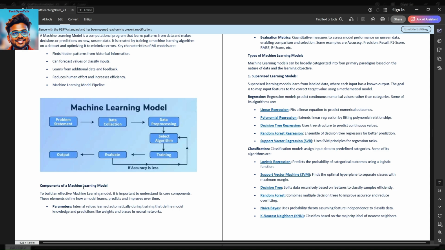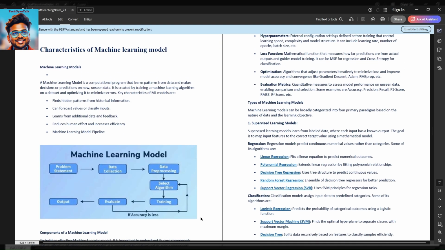Next are the components of a machine learning model. To build an effective machine learning model, it is important to understand its core components. These elements define how a model learns, predicts, and improves over time. Parameters are internal values learned automatically during training that define model knowledge and predictions, like weights and biases in neural networks.